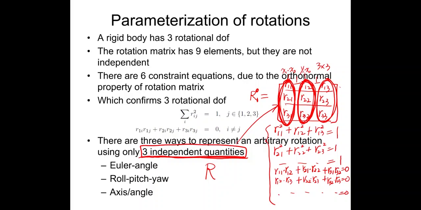Okay? And method 1 is Euler angles. And the second one, which is very widely used, is the roll-pitch-yaw angles. And the third one is axis and angle. That means instead of using 3 angles to describe the rotation, we can define 1 axis plus 1 angle. Okay, so later we're going to talk about the calculation of that. In this method, there are 3 independent quantities.